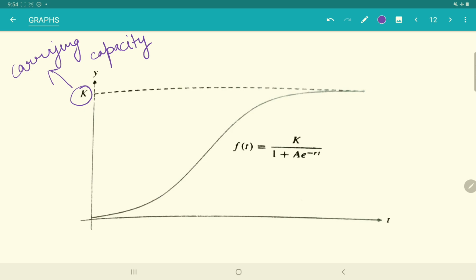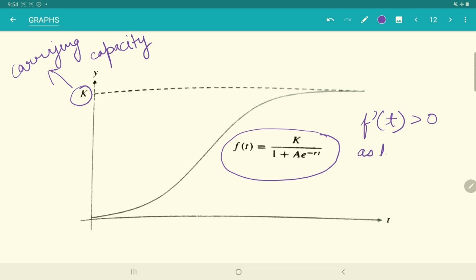We can also see that it's a strictly increasing function. f prime t is greater than 0, so it's a strictly increasing function. Also, we see that as t tends to infinity, f of t tends to k. k is nothing but the population's carrying capacity.